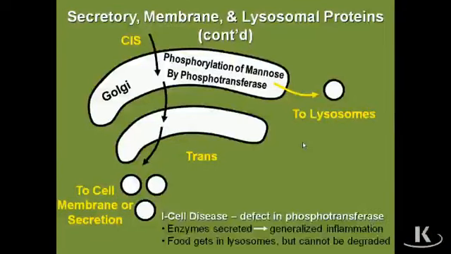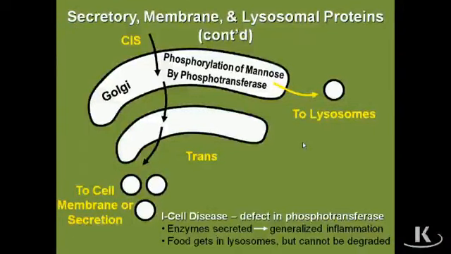So why are we spending so much time talking about this? It's because there's a disease involved, right? Anytime we're going to spend some time talking about things, it's because it's an area where they're going to test you on the exam. So the disease we're talking about specifically is I-cell disease. Now, I-cell disease is caused by a defect in the phosphotransferase enzyme.